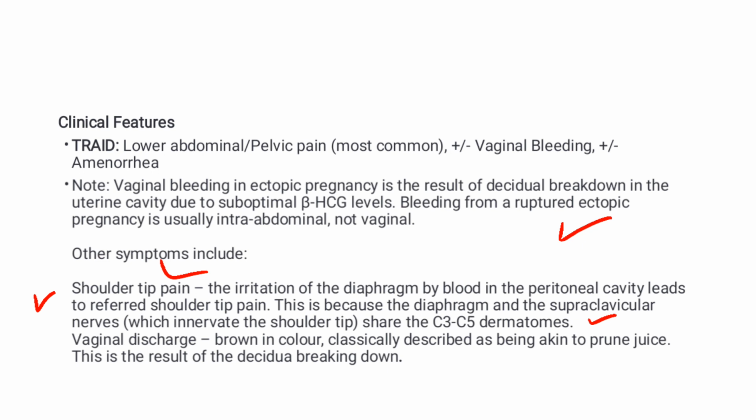Then the other symptom is vaginal discharge, which is brown in color, classically described as being akin to prune juice, which is a result of decidual breakdown. Okay, those are some of the things you have to bear in mind.